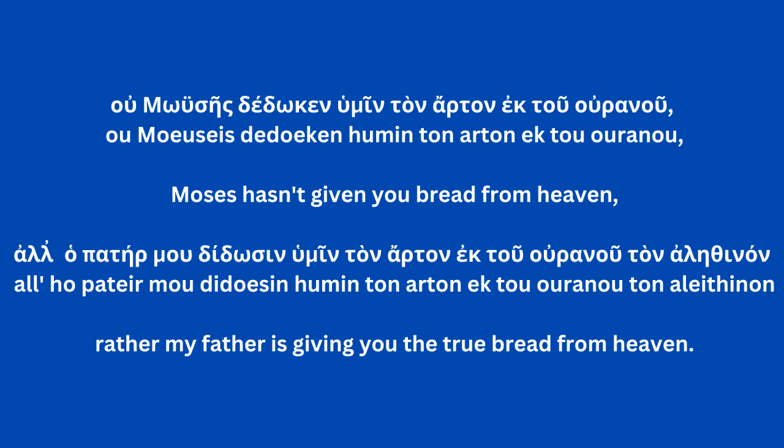But rather, ho pater mu, my Father, didosin, humin, is giving to you, ton arton ek tu oranu ton aletheon, is giving to you the true bread from heaven. So they're looking back to the manna from heaven story, right? Jesus invokes the manna from heaven story, which evokes that corporate memory in the people of the Israelites who've left slavery in Egypt and who are wandering in the wilderness, and God provides them bread from heaven via manna on the ground that they collect and bake into these oil cakes and have food, right?